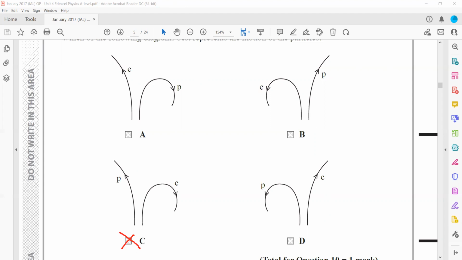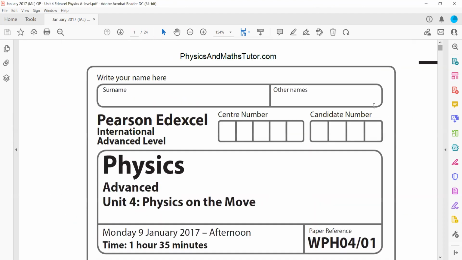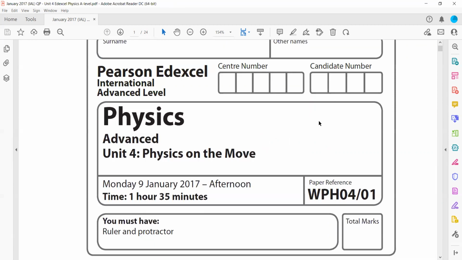Is it clear, any discussion? So this was January 2017.